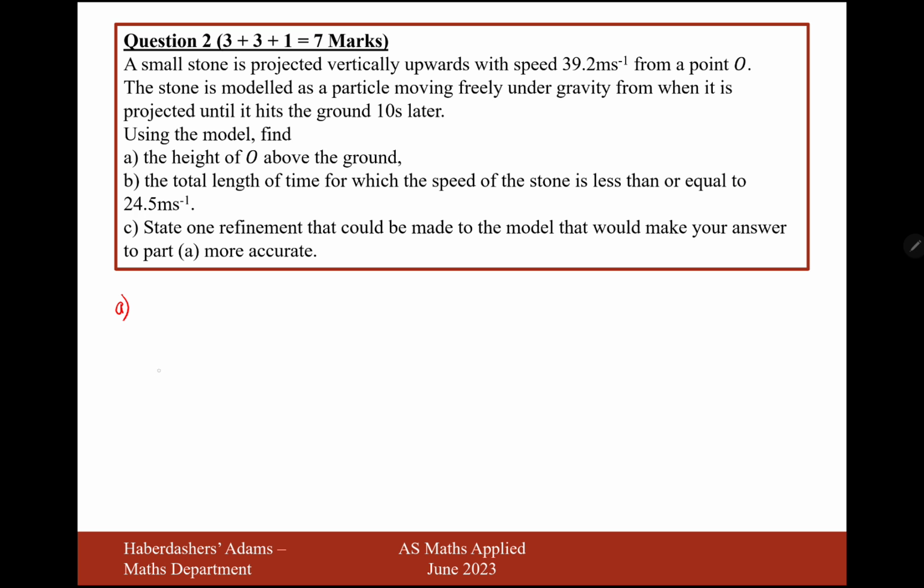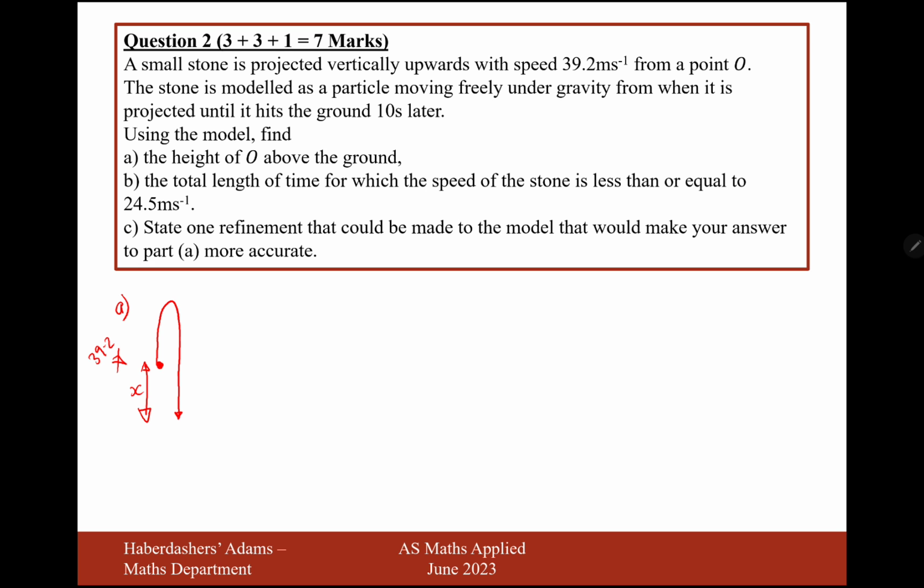Okay, let's draw a little diagram to visualise what's gone on here. So the particle has started, we'll call it x meters above the ground, and it's been projected upwards and it's come down and hit the ground 10 seconds later. Its initial speed upwards was 39.2. So we know that u is going to equal 39.2.